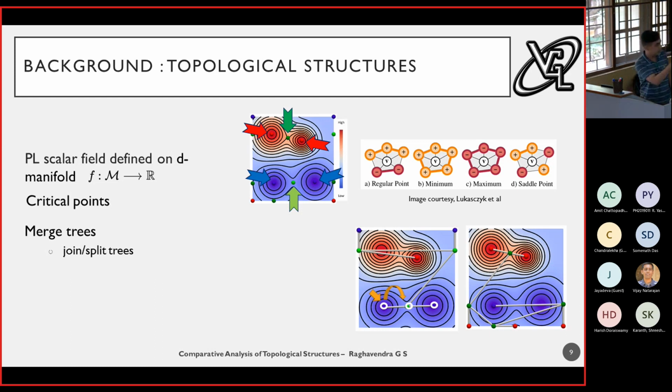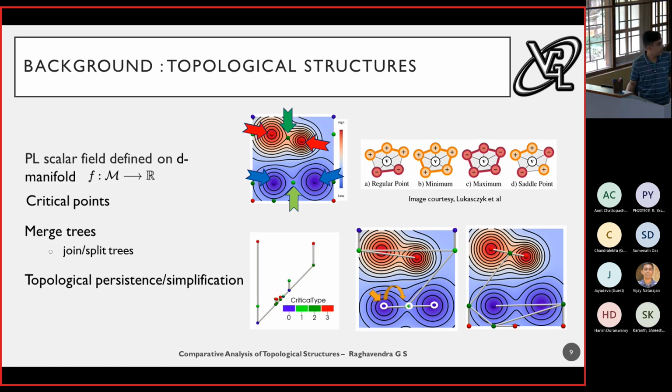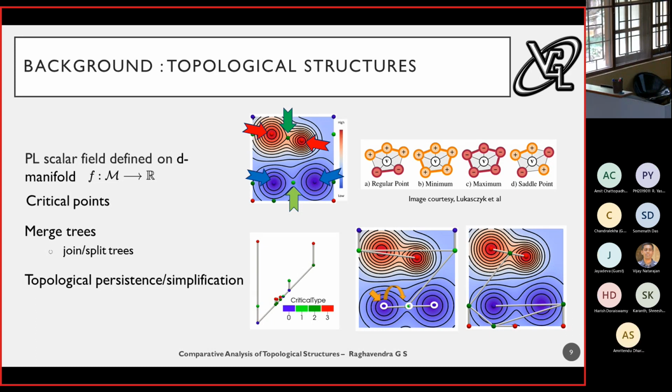We can pair these birth and death events and compute what is known as a persistence diagram. In this, the birth happens here and the death happens here, and the length of this edge is given by the difference between the function values at these two critical points. The higher this difference, the longer that particular feature persists. This also gives us a way to simplify topological structures: we can treat the low persistence features, which are close to the diagonal, as noise and do away with them.